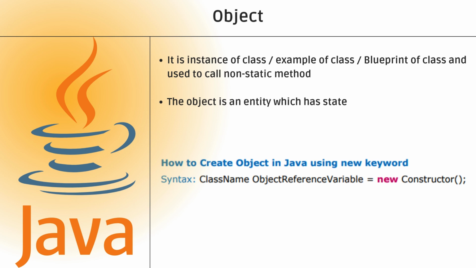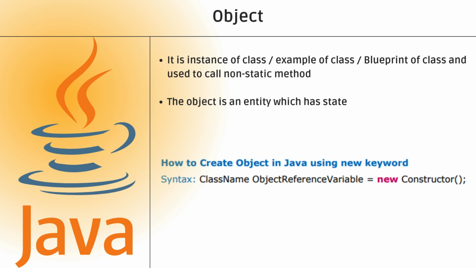It is an entity which has state and behavior, same like a bike, chair, table, pen, we can take any example. And the state in the sense it could be physical or logical. So just keep in mind that it's an entity which has state and behavior.